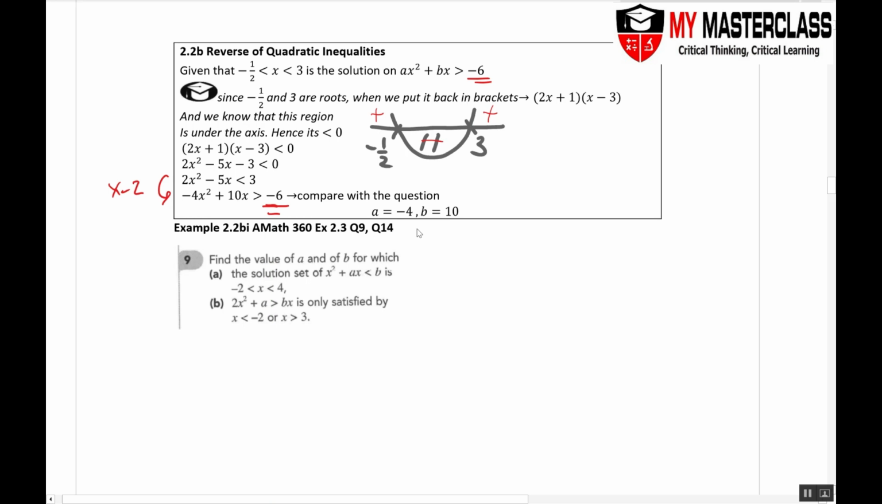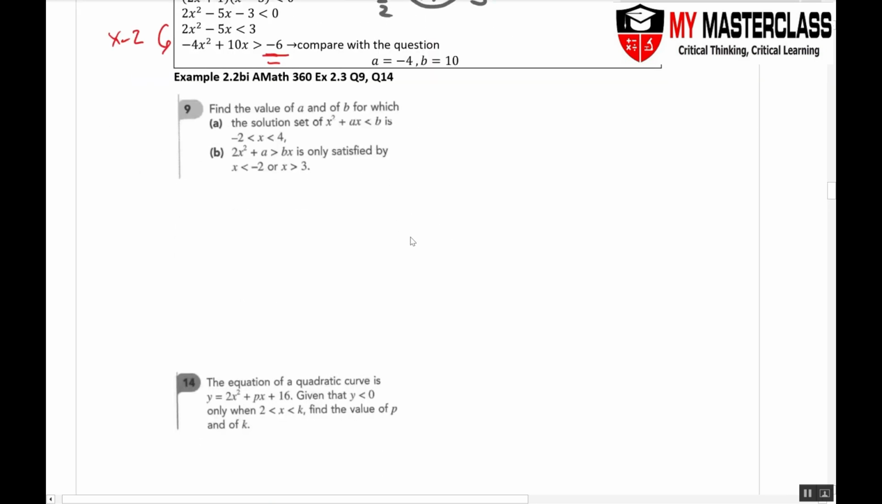Okay, so let's just go through one example below here, to give you another example of how we solve such questions. Working from scratch, let's do part B together. 2x squared plus a more than bx is only satisfied by these two inequalities. So these are either or, right?